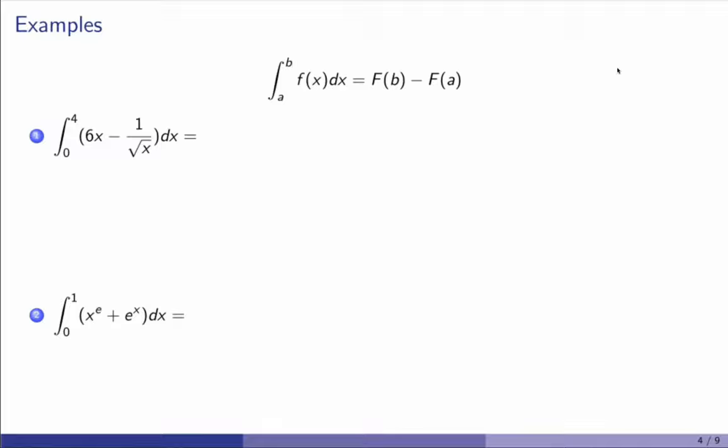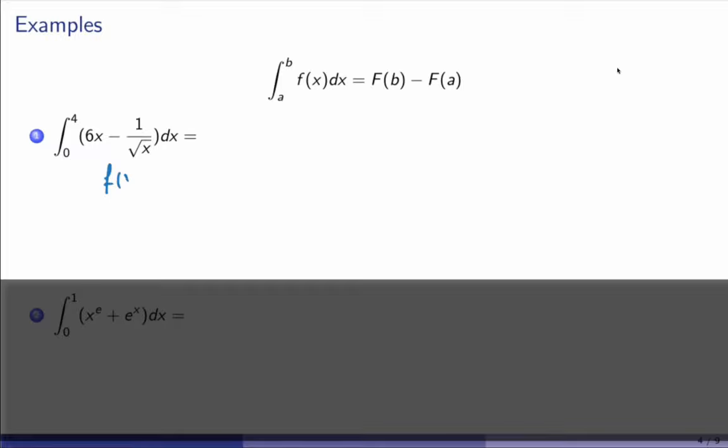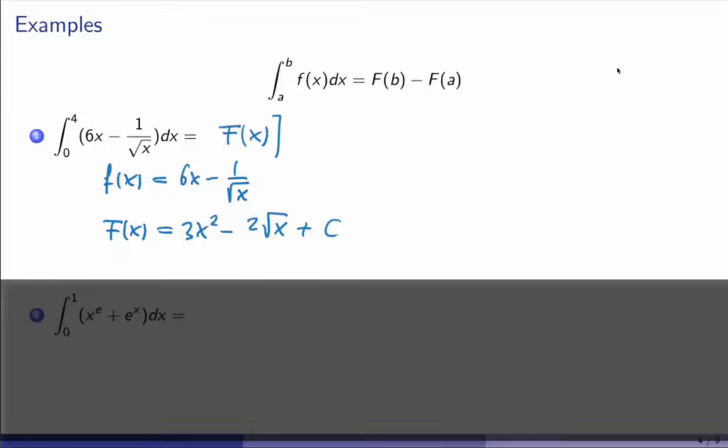So here are two examples. The first one, integral from 0 to 4, 6x minus 1 over square root of x dx. To evaluate this, we use the evaluation theorem, which means we first identify little f of x, which is 6x minus 1 over root x, and then we need an antiderivative, which is capital F of x is 3x squared minus 2 root x. Right, if I differentiate root x, I get 1 over 2, 1 over root x. So that's correct, plus a constant. And then I continue my integration, so by the evaluation theorem, this is F of x between 0 and 4.